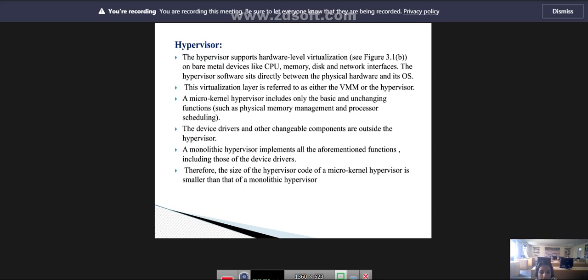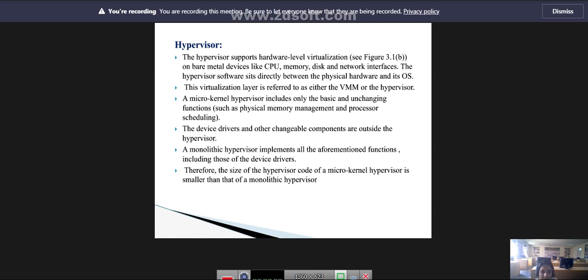A microkernel hypervisor includes only the basic and unchanging functions such as physical memory management and processor scheduling. The device drivers and other changeable components are outside the hypervisor. The monolithic hypervisor implements all the mentioned functions, including those of the device drivers. Therefore, the size of the hypervisor code of a microkernel hypervisor is smaller than that of a monolithic hypervisor.